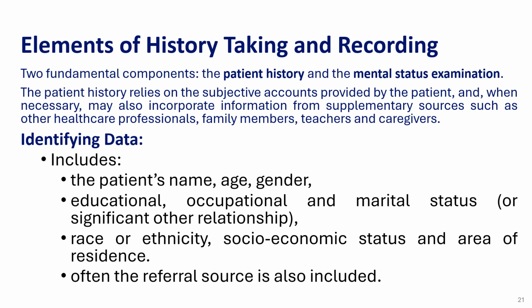Elements of history taking and recording. Now we will discuss the structure of history taking, the subheadings under which the history is to be recorded and taken. So first is the identifying data. Identifying data includes the patient's name, age, gender, education, occupation, marital status, race or ethnicity, socioeconomic status, and area of residence. Source of referral should also be coded.